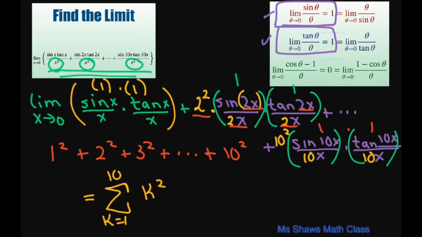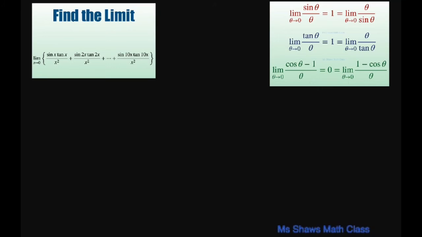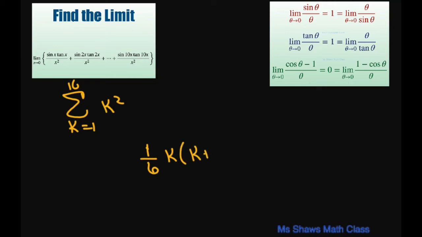Now this sum can be written as, and I'll do it on the next slide, the sum from k equals 1 to n of k squared. The formula for that is going to be 1/6 times n times n plus 1 times 2n plus 1. So that's what these equal.